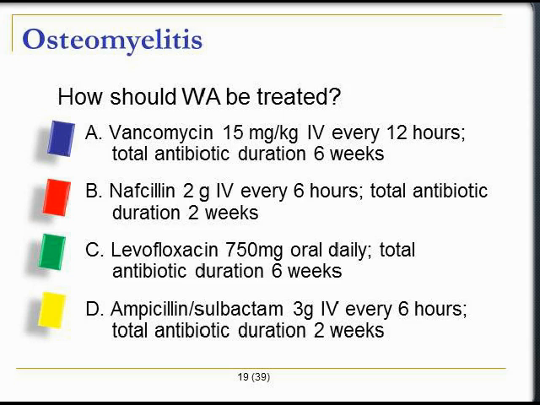So, how should WA be treated for this osteomyelitis? Vancomycin with a total duration of 6 weeks, nafcillin with a total duration of 2 weeks, levofloxacin with a total duration of 6 weeks, or Unasyn with a total duration of 2 weeks.